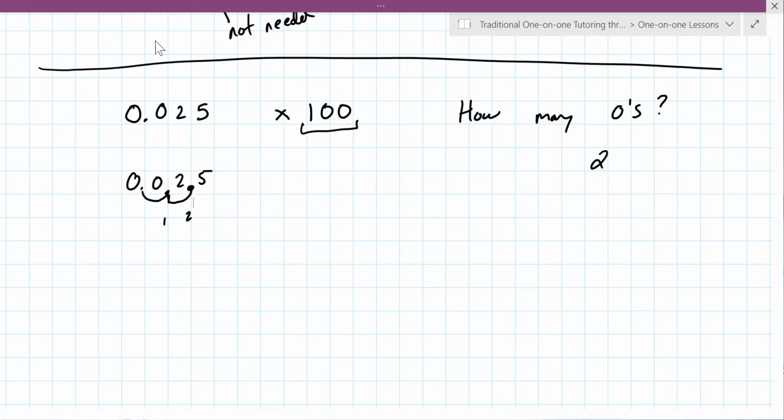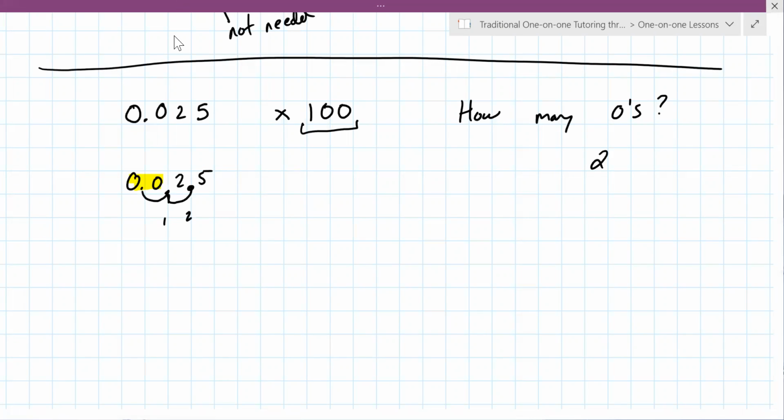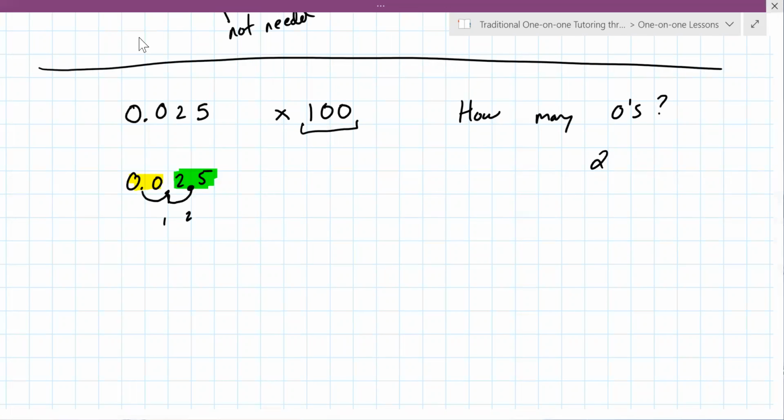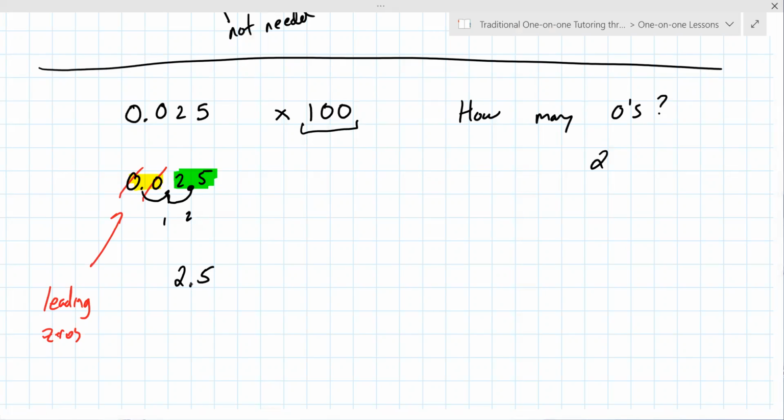So now notice the leading zeros don't matter. These don't matter, the ones in yellow. But the ones here in green, they do. So the leading ones you just cross out. These are called leading zeros. Okay, and your answer is 2.5. Is that okay? Is that clear? Yes. Okay.